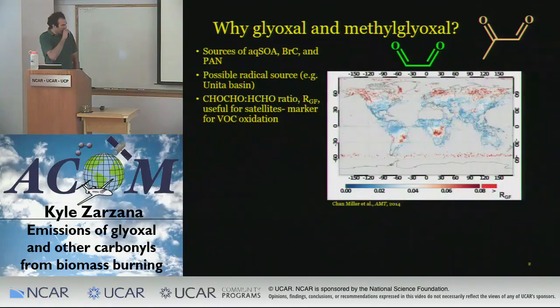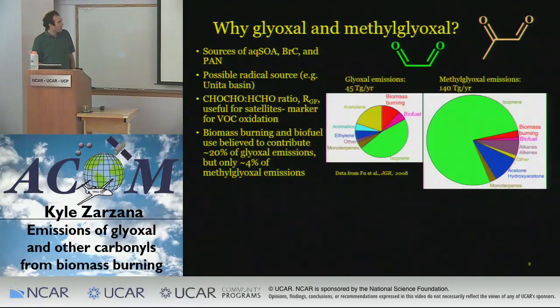And this is another look at the OMI data from Christopher Chan Miller. This is a global map of RGF in the summer months. And this regional gradient in the US is a little less obvious because there's these very high RGF values in areas that are influenced by biomass burning, such as in Africa and South America. And looking at the budgets for these molecules, biomass burning and biofuel use are believed to contribute about 20% of total Glyoxal emissions, but only 4% of Methylglyoxal emissions.